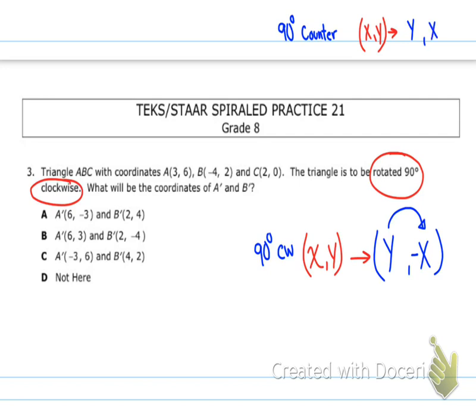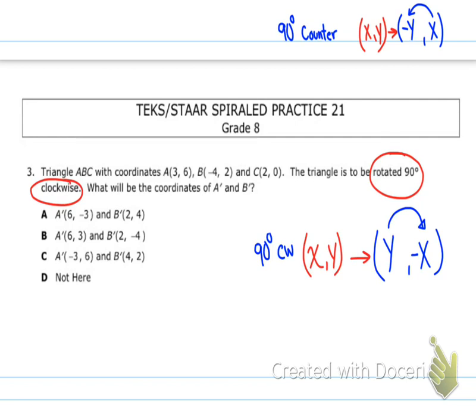But in this case, instead of doing a clockwise arrow through the top, I'm going to draw a counter arrow. And that'll tell me that the y will become opposite. So depending on which one comes out, more than likely the counter answers will be one of the answer choices. But for right now, let's focus on the 90 clockwise.